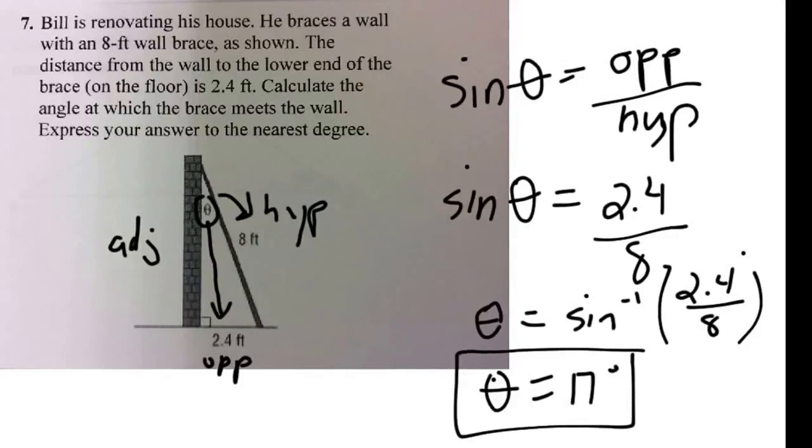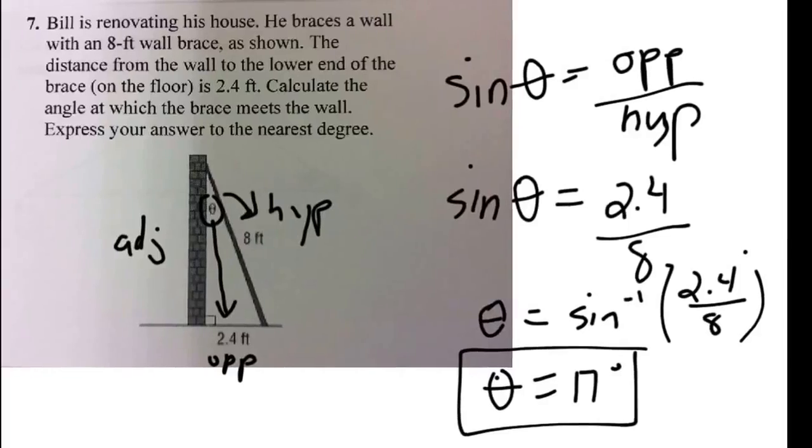Okay, so all these questions, same process over and over again. You want to make sure you label your sides of the triangle, the opposite, adjacent, hypotenuse, figure out which formula, plug the numbers in, and then solve.